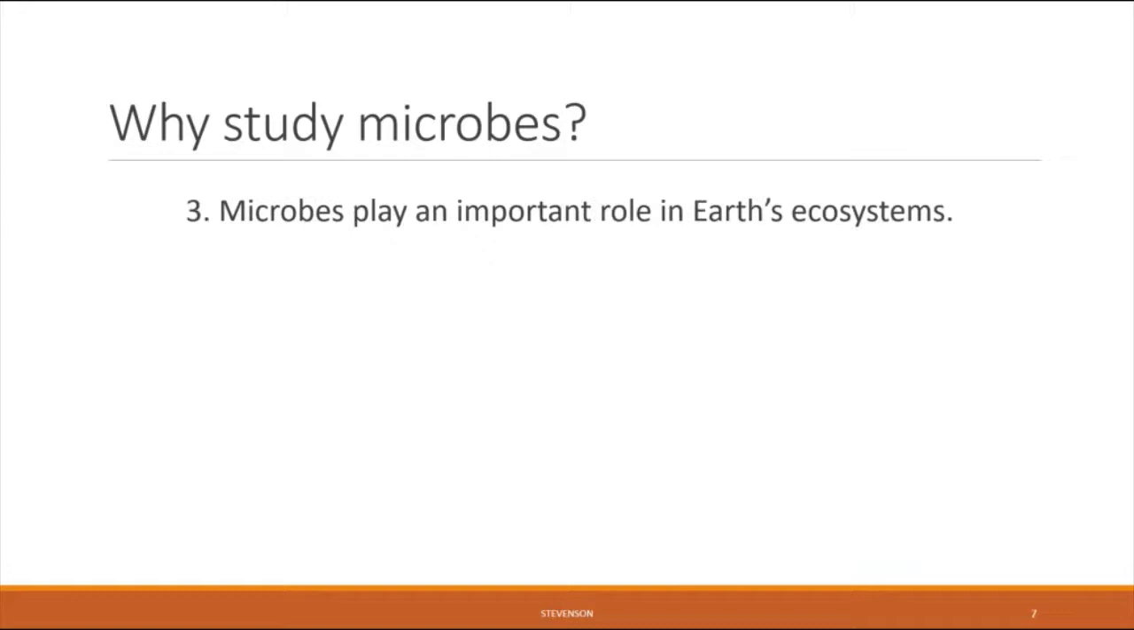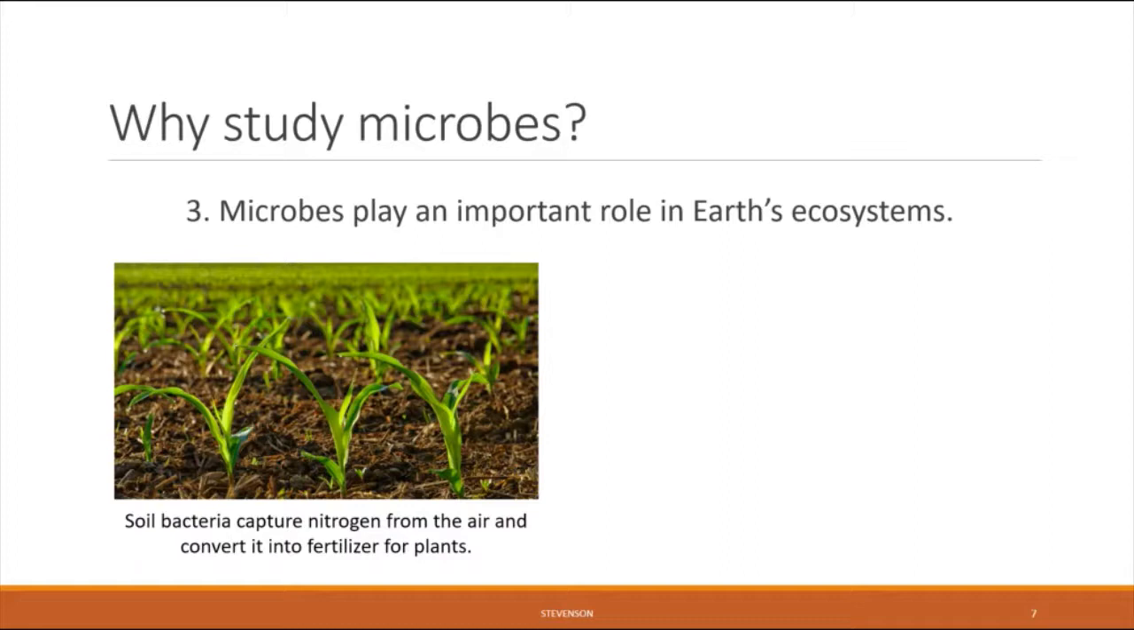A third reason why it's important to study microscopic organisms is because they play very important roles in the ecosystems of planet Earth. A few examples of how microbes play roles in Earth's ecosystem include the role that soil bacteria play in capturing nitrogen from the air and converting it into fertilizer for plants. The Earth's atmosphere is actually mostly made of nitrogen gas. About 80% of the gas in the Earth's atmosphere is nitrogen, a little less than 20% is oxygen, and then there are other smaller components such as carbon dioxide.